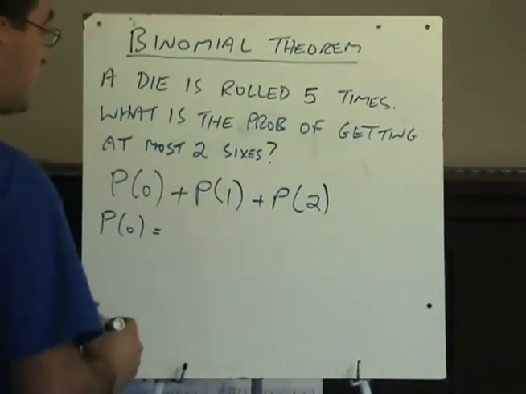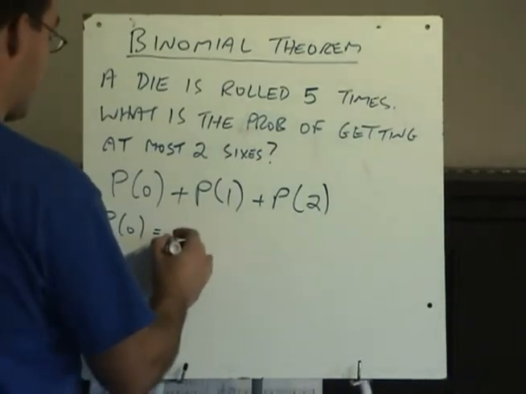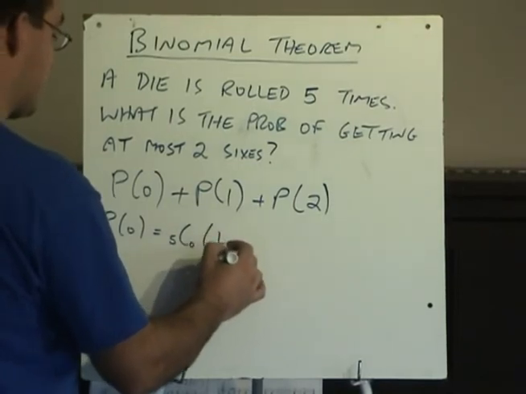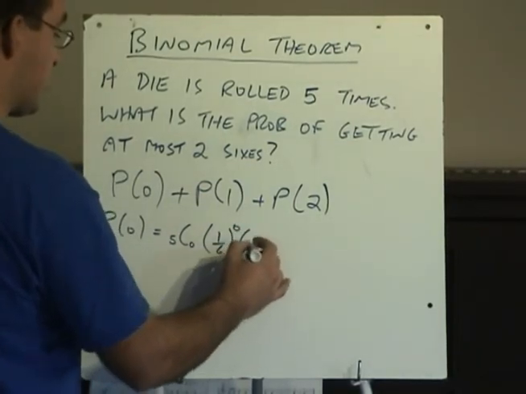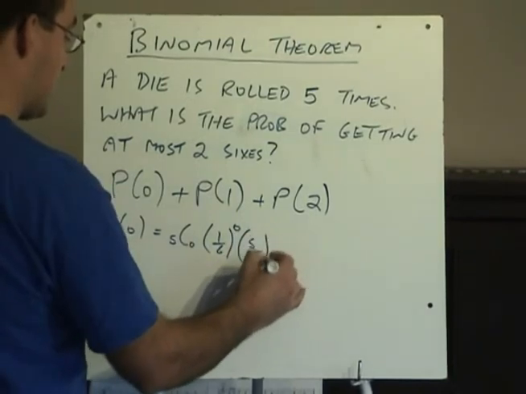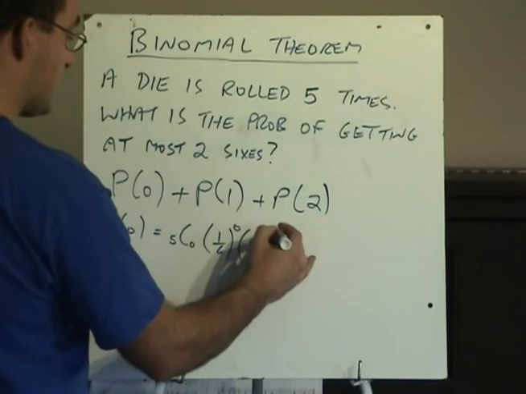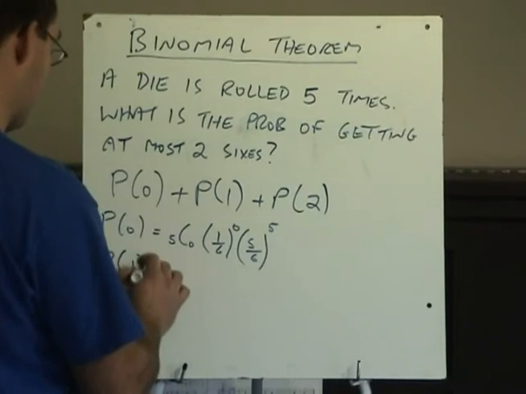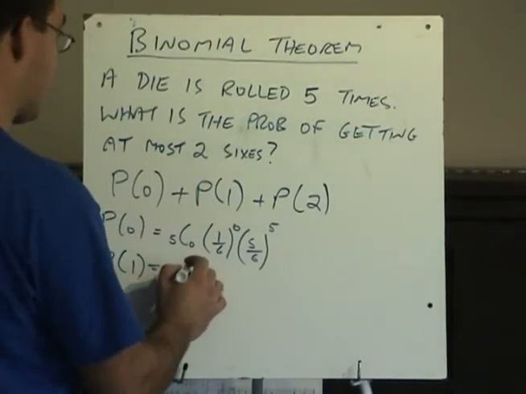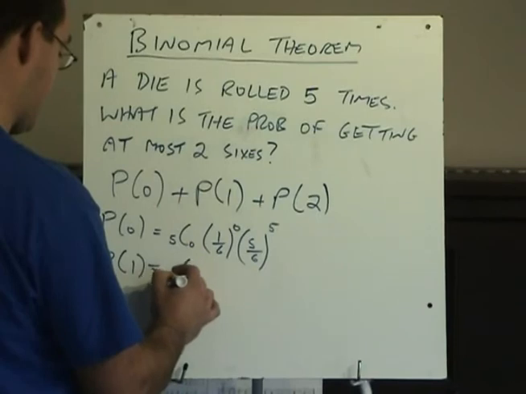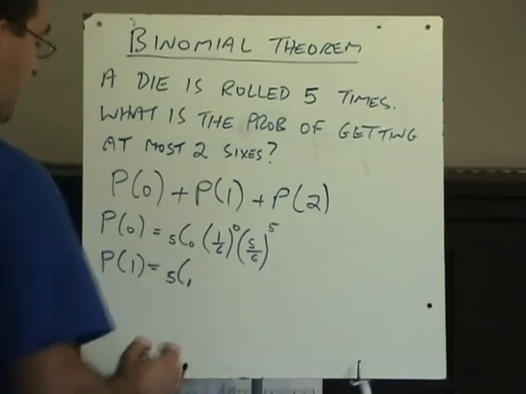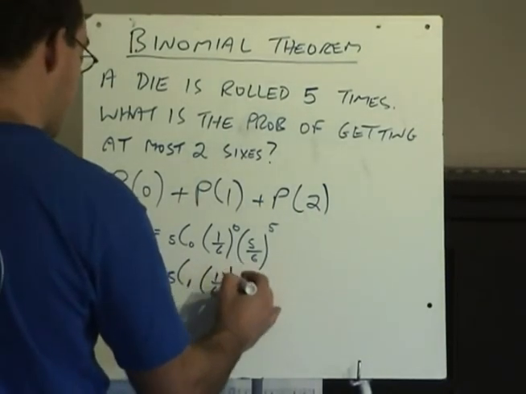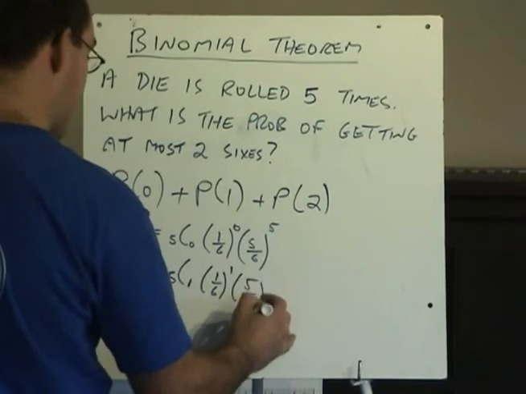So what's the probability of getting 0 6s? Well, if we were doing the binomial theorem, that's 5 tosses of the die, choose 0 sixes. The chance of getting a 6 is 1 in 6, and we want 0 of them. The chance of getting something that is not a 6 is 5 in 6, and we want all 5 of those. The probability of getting 1 6 out of 5 rolls of the die: 5 choose 1, 1/6 to the power of 1, 5/6 to the power of 4.